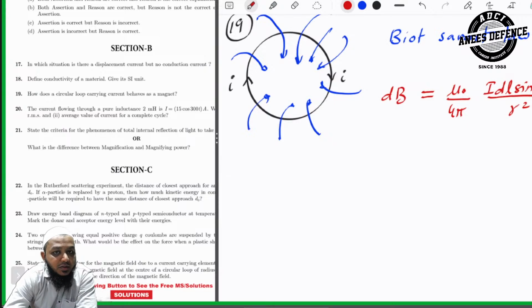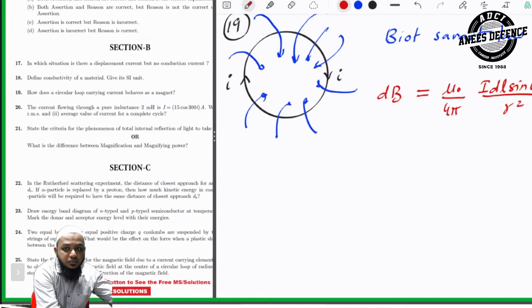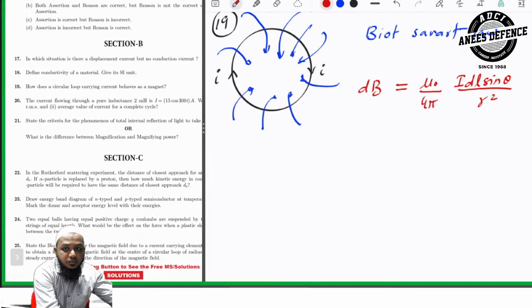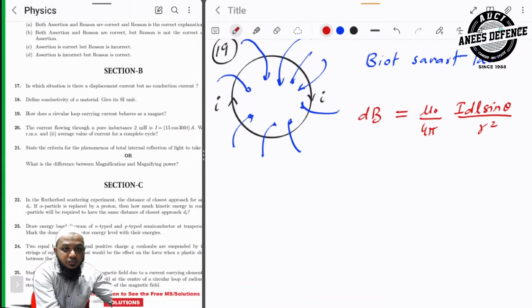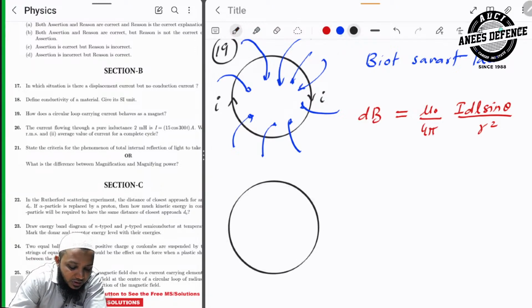Now using Biot-Savart law, we can derive the magnetic field at its center. The magnetic field at the center of the coil will be dB equal to mu naught upon 4 pi, I dl sine theta upon r square. So I will apply the Biot-Savart law for the circular current carrying wire. Consider this is a small segment carrying some current I.